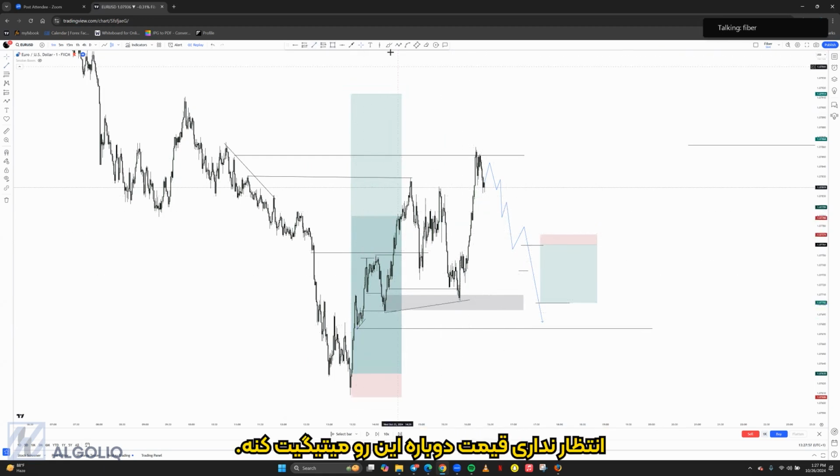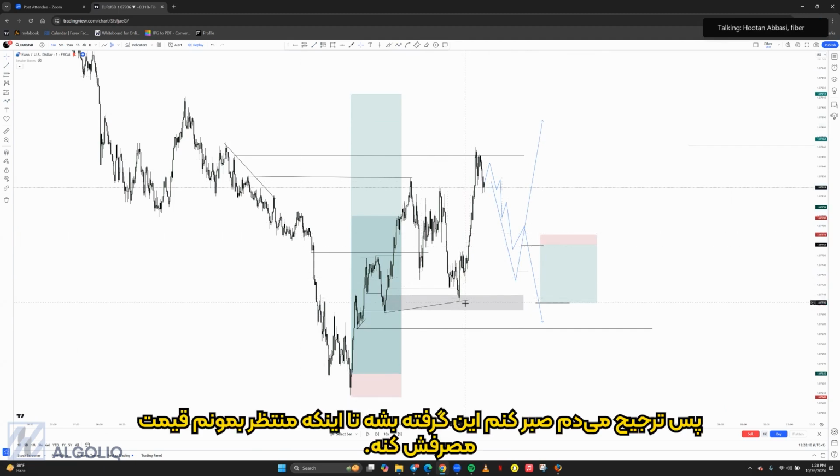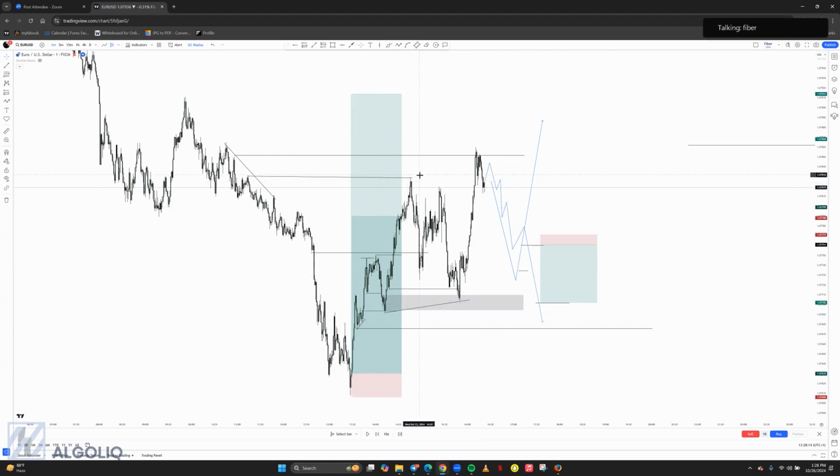You don't expect price to mitigate this again because this is not an MSU. Price cannot mitigate this. It's mitigation of inducement. Exactly. So I'd rather wait for this to be taken than waiting for price to mitigate it.